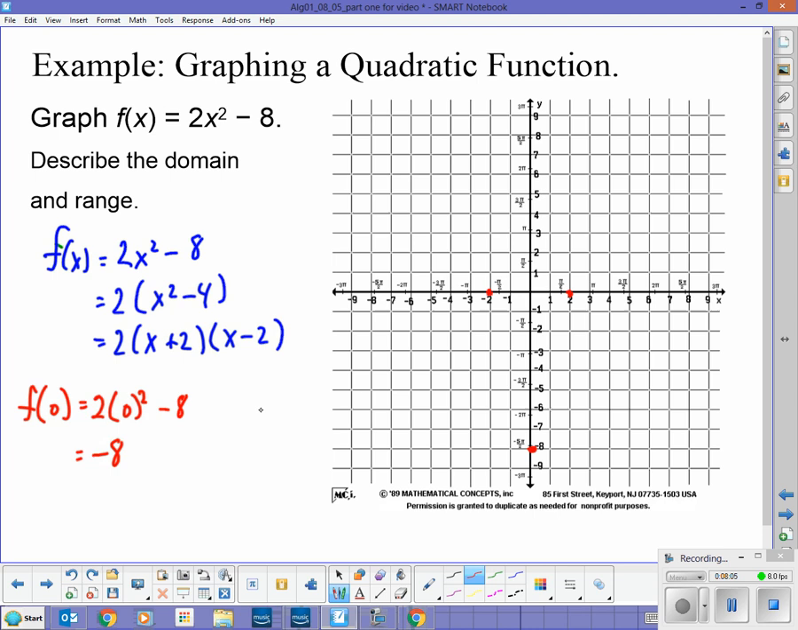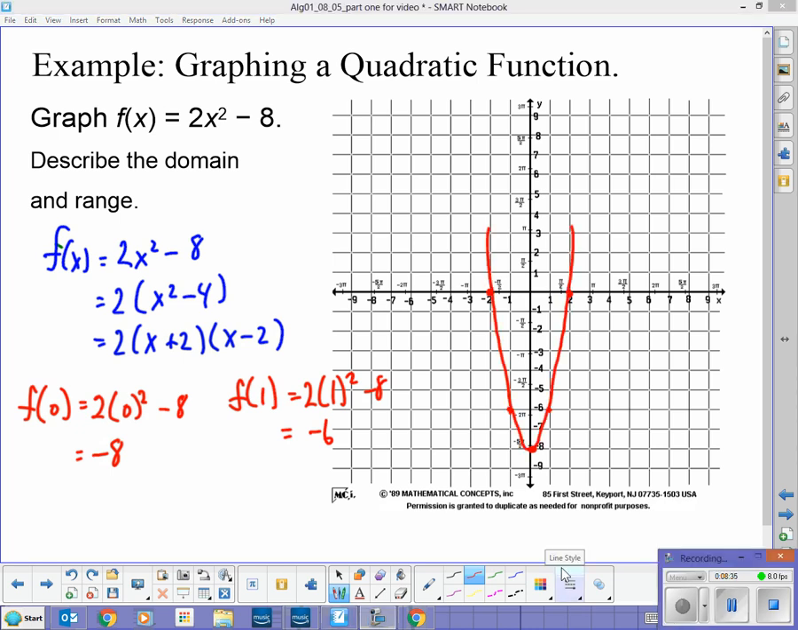If I wanted to get some more points, I could do like f of 1. F of 1 might be nice. So f of 1 equals 2 times 1 squared minus 8. And 1 squared is 1. 1 times 2 is 2. 2 minus 8 is negative 6. So that would be here and here. Okay, so sketching that in looks like this. Ta-da, something like that.